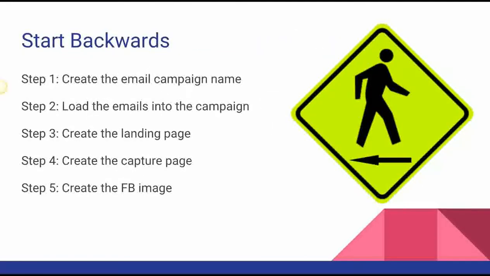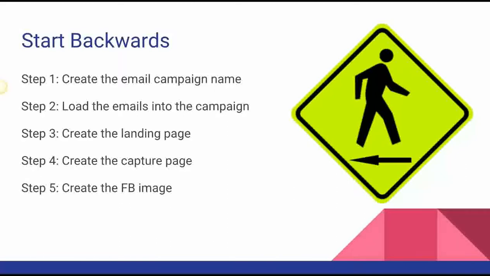Now, what we're going to do tonight when we're building our lead capture funnel is we're going to start backwards and work backwards. And I'm going to share with you why we work backwards, because you need certain information as you go along. So the first thing that we're going to do is create an email campaign name. I'm going to show you how to create an email campaign name. And then once you create that campaign, you're going to want to load some emails inside of that campaign.